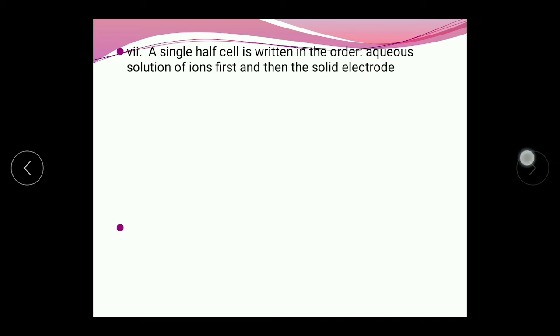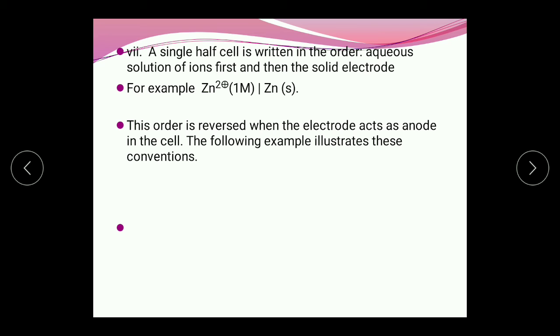Now, we will take one example of this seventh rule. The seventh rule is we have to write solution of ions first, then a vertical line, and then solid. Now, this order is reversed when the electrode acts as anode in the cell. That means for anode, we have to write the solid first and the ion afterwards: Zn, vertical line, Zn plus 2. But for cathode, first ion and then the solid electrode. In case of anode, exactly reverse will be the case.